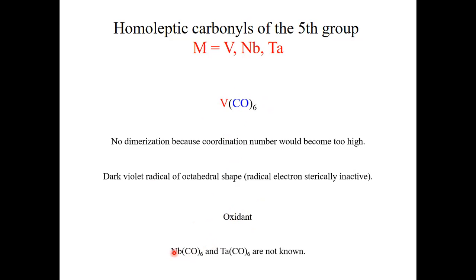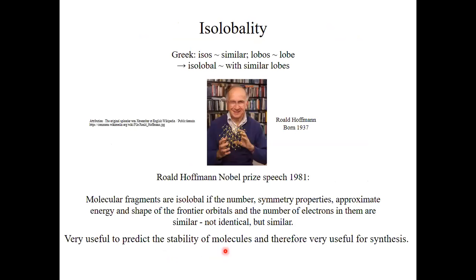So the higher homologs, the niobium and the tantalum, are not known. We can explain this by the fact that orbital overlap between the heavier elements and the carbon decreases. So the vanadium hexacarbonyl is already not so stable because it's a 17 valence electron compound, and it's further destabilized when we replace the vanadium by niobium and tantalum, respectively. Okay, then let us stop at this point.